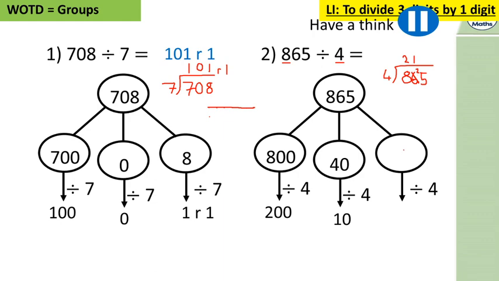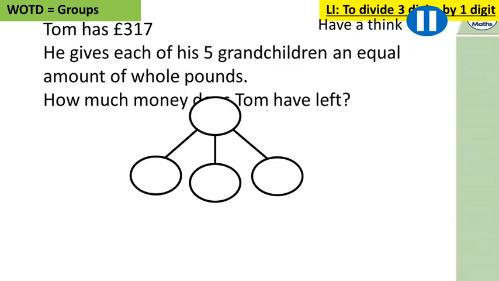And then we're going to have 25 left. So 25 goes in here. How many 4s in 25? I know that that is 6, because 6 times 4 is 24. I had 25 though. 25 minus 24 is 1. So I've got 1 remainder. So 200 plus 10 plus 6 is 216, remainder 1. 216, remainder 1. Okay, last question.